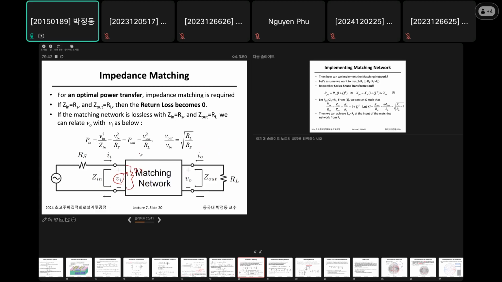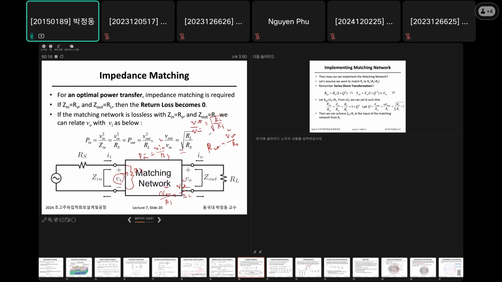So Pin is just Vin squared divided by RS. Right? In the same way, Pout is what? Vout squared divided by RL, right? So make this equal. Then you can easily get Vin squared divided by RS equal to Vout squared divided by RL, which means Vout divided by Vin equals the square root of RL divided by RS.